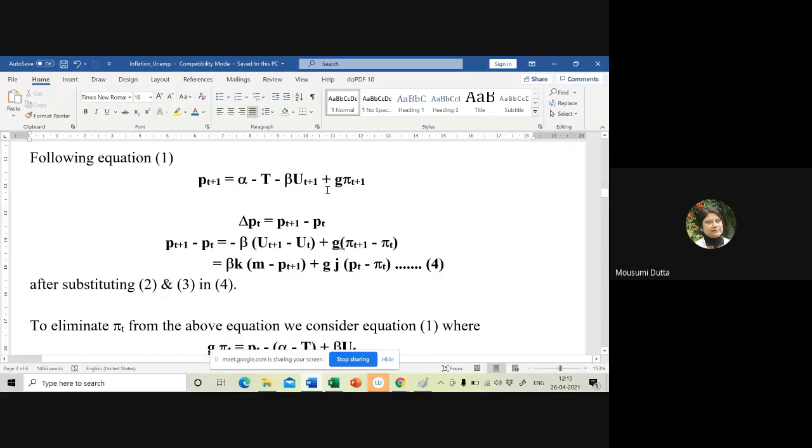Please look whether you are getting this. Alpha, alpha, t will be cancelled. So please check whether you are getting this or not. Minus beta ut plus 1 minus ut plus g pi t plus 1 minus pi t. Once we get this thing, I'm substituting equation 2 and 3 in equation 4. ut plus 1 minus ut, I'm replacing by minus m minus pt plus 1, and pi t plus 1 minus pi t, that I'm replacing by j into pt minus pi t. So please do this and tell me whether you are getting the same or not.